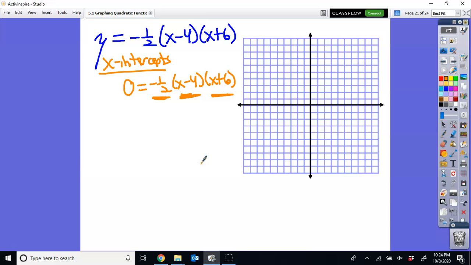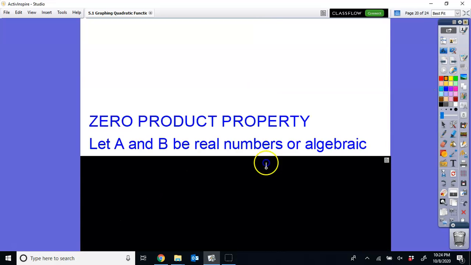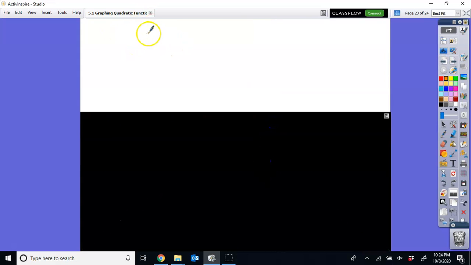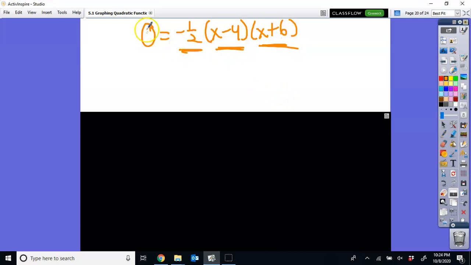Those intercepts are key because those intercepts are when the function equals 0. Like I said, the y value is 0. And that's going to be important because we're going to use that to help us when we solve equations. So here's what you need to know. There's a special property. When you multiply -1/2 times x minus 4 times x plus 6, when you multiply this times this times this, you get 0.